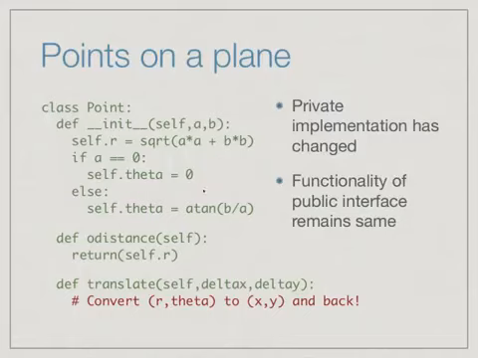Right? So in this particular example, just to illustrate what we have said again, we have changed the private implementation, namely we have moved from xy to r theta, but the functionality of the public interface, the functions O distance, translate, etc., remain exactly the same.